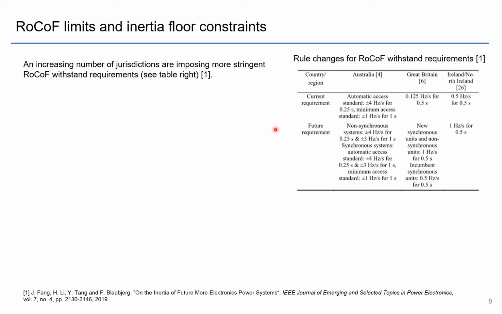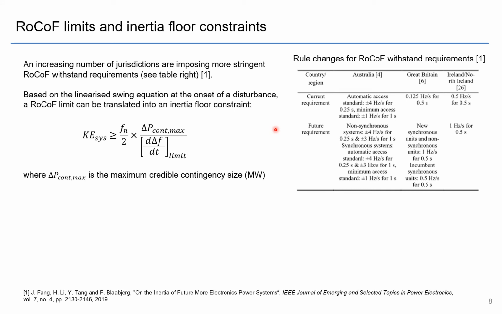Now, RoCoF, as we've seen, is actually connected to inertia. So if you have RoCoF limits in the system, then we could translate that into an inertia floor constraint using the swing equation. Basically, we could say that the system inertia needs to be bigger than this equation, where you have a maximum credible contingency size and the RoCoF limit.